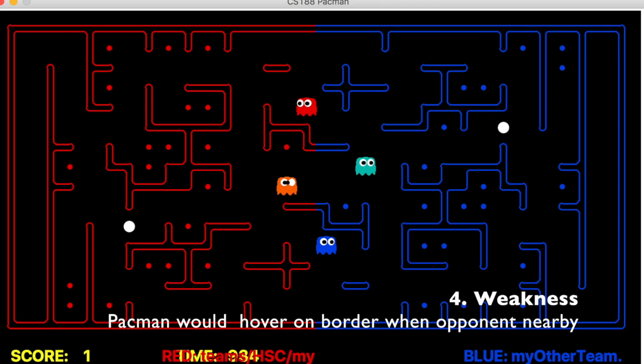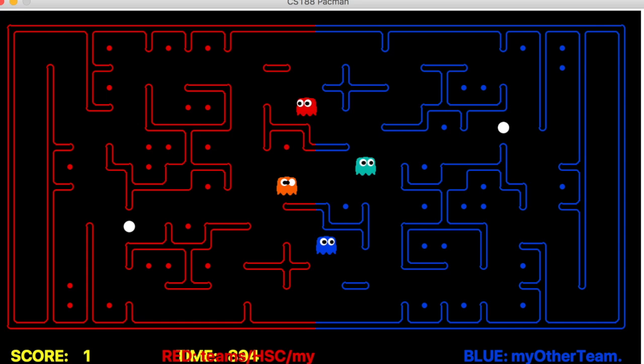There is also a problem with our agent. When opponents go close to the border, our agent will hover on the border back and forth, doing some useless movement.